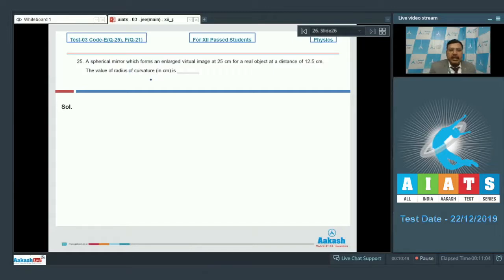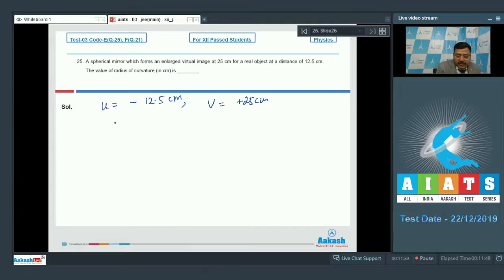We clearly have the value u as minus 12.5 centimeter. The value of v is then plus 25 centimeter.